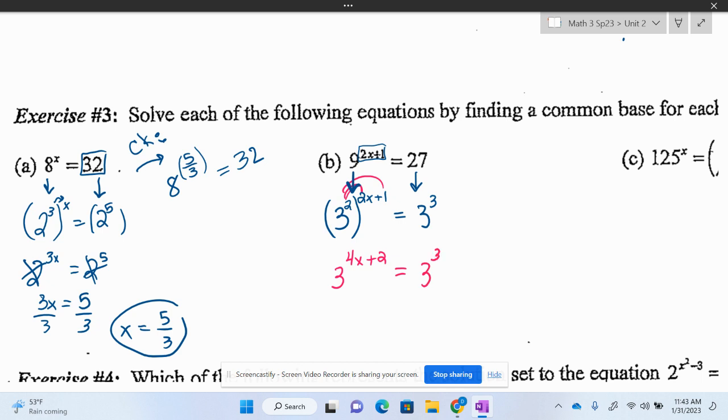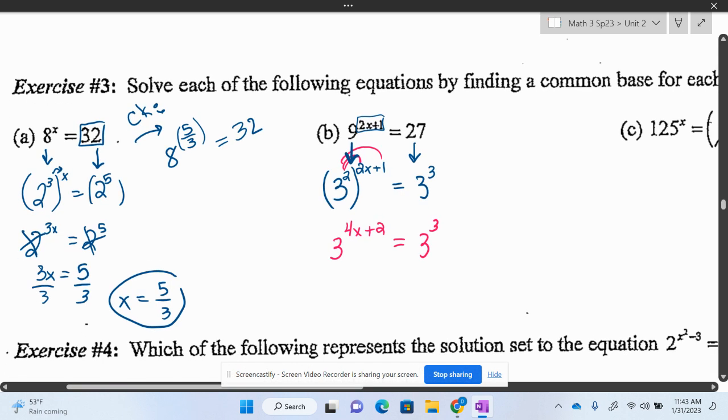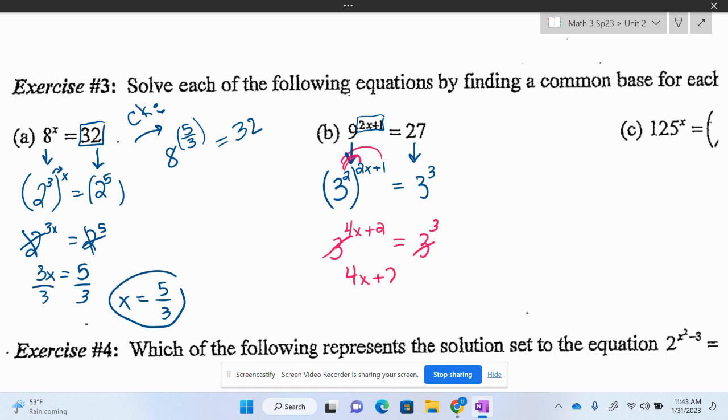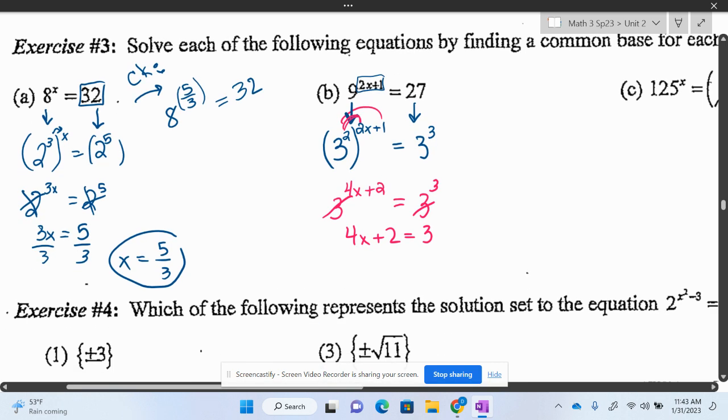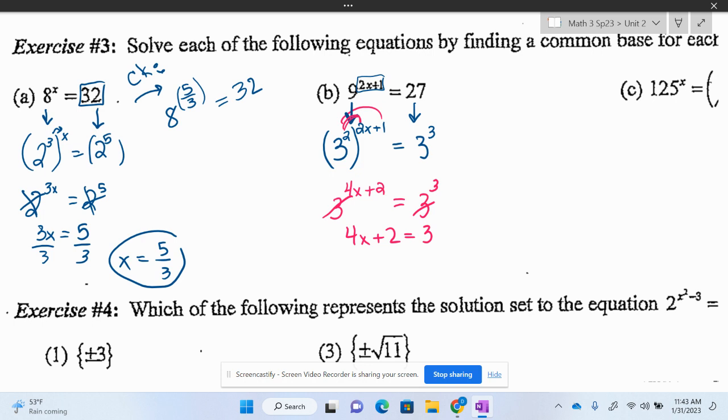Are my bases the same? So ignore the bases and solve the exponents as an equation. 4x plus 2 equals 3. So what do you want to do next, Fallon? Yeah, let's subtract 2 from both sides. 4x equals 1.